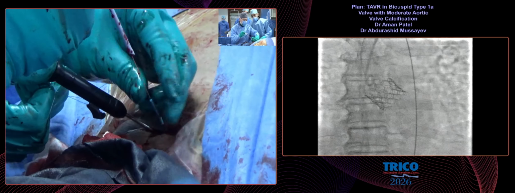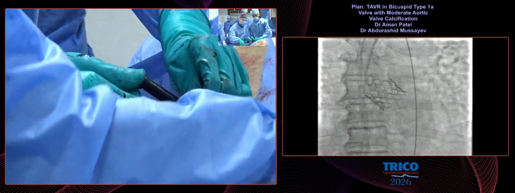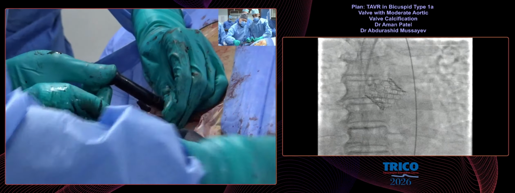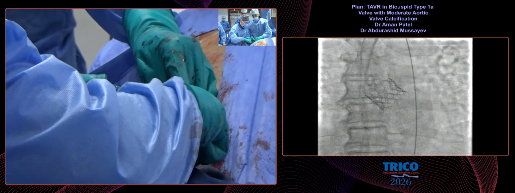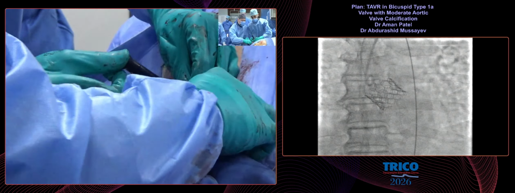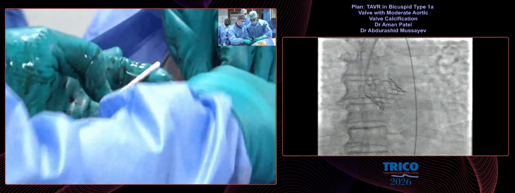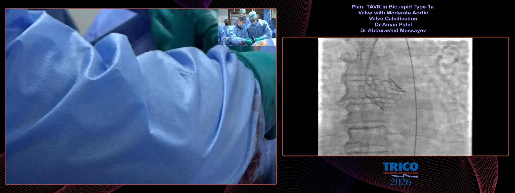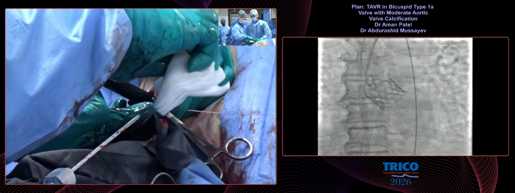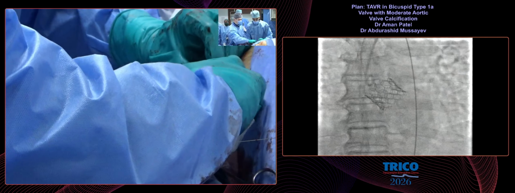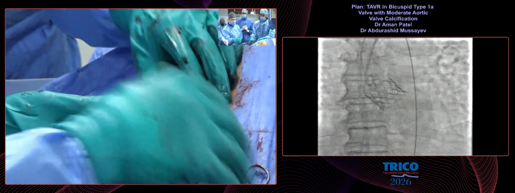So now we have deployed both the ProGlide and the Angio-Seal. When you see the black dot coming out, you need to open this. This black dot means that the Angio-Seal has been delivered. Now here you can see there is no focal bleeding on the local part.